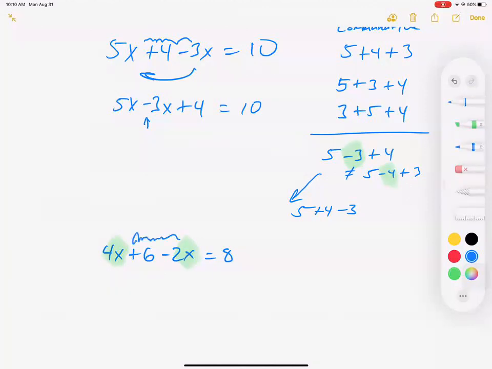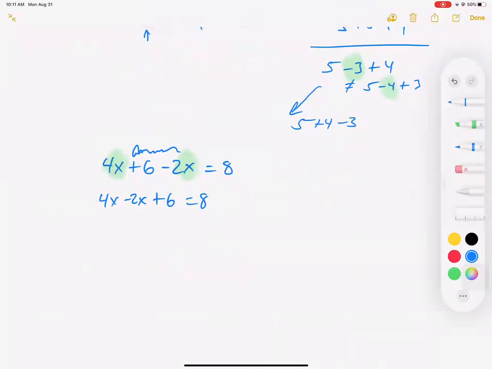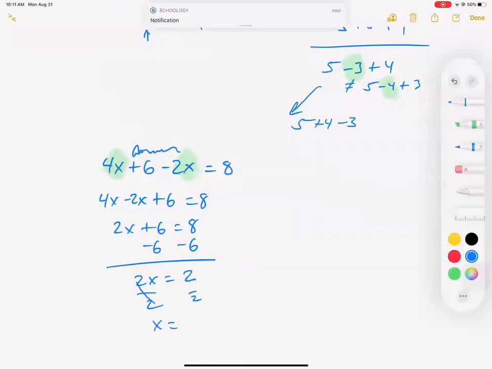So it's going to be 4x minus 2x plus 6 is equal to 8. So that instead of having a bunch of x's everywhere, we can combine those x's together. Okay, that's right. 2x plus 6 is equal to 8, minus 6 to both sides. 2x is equal to 2, and then we can divide 2 to both sides. x is equal to 2 divided by 2, which is 1.